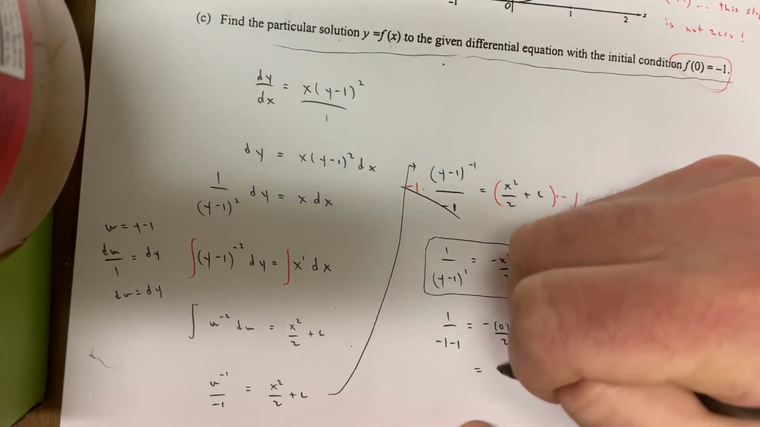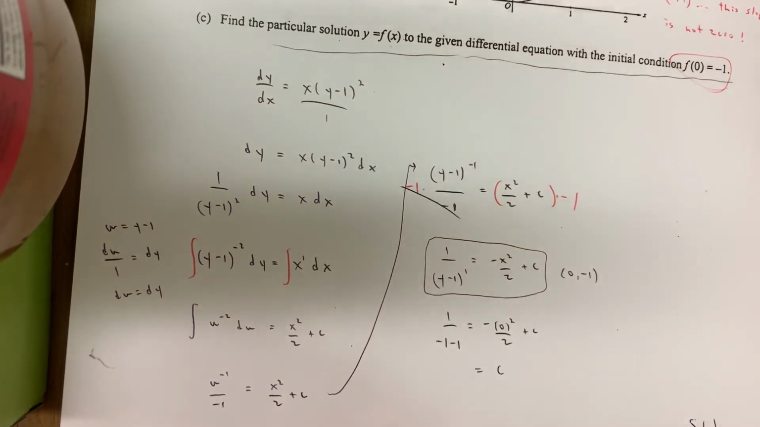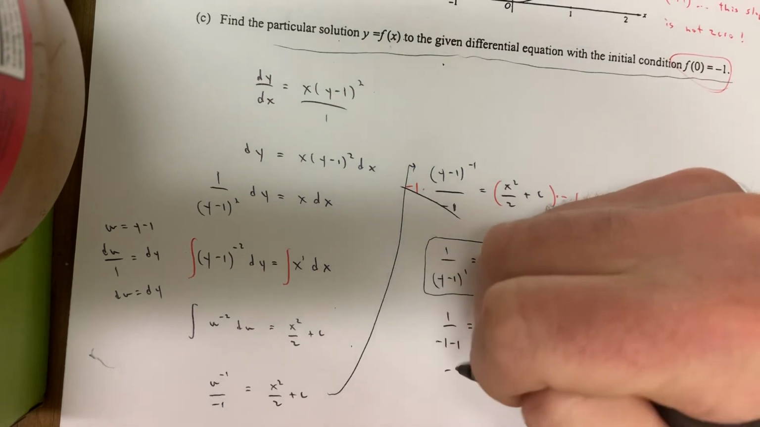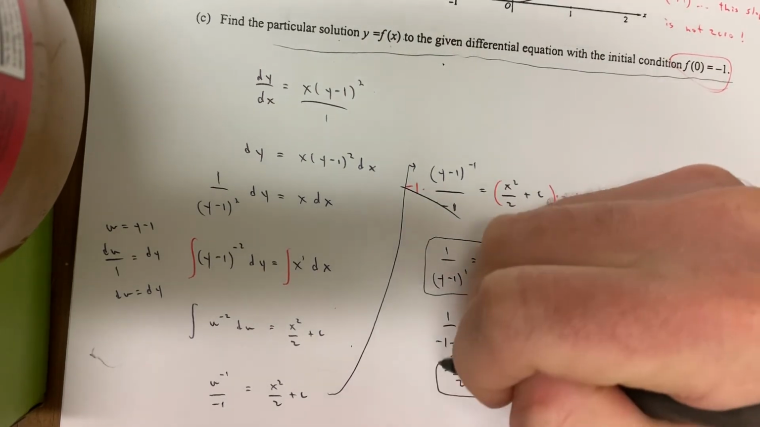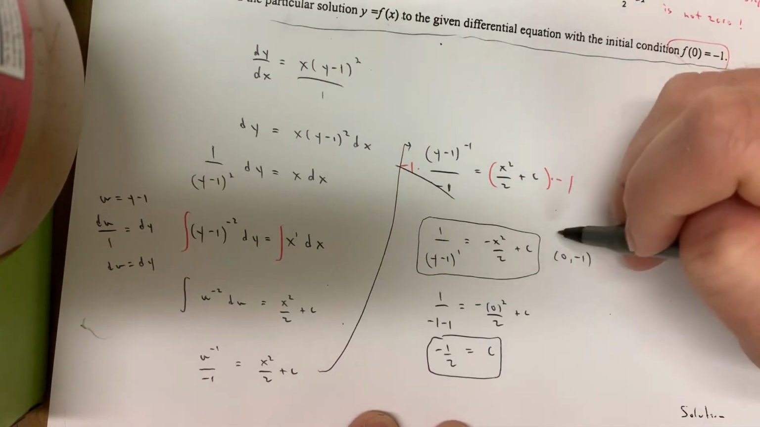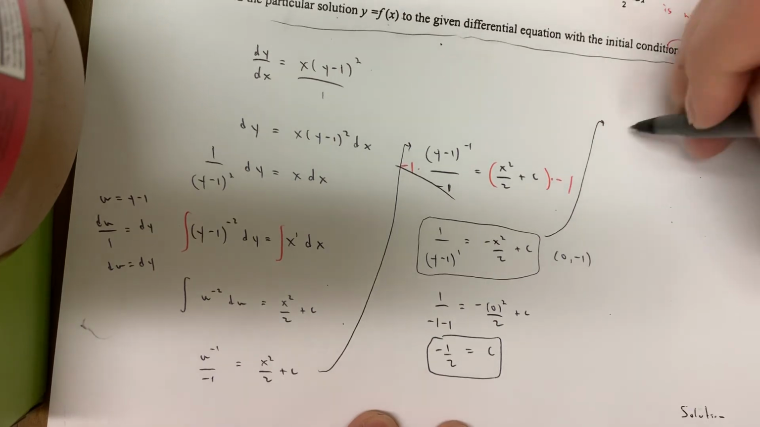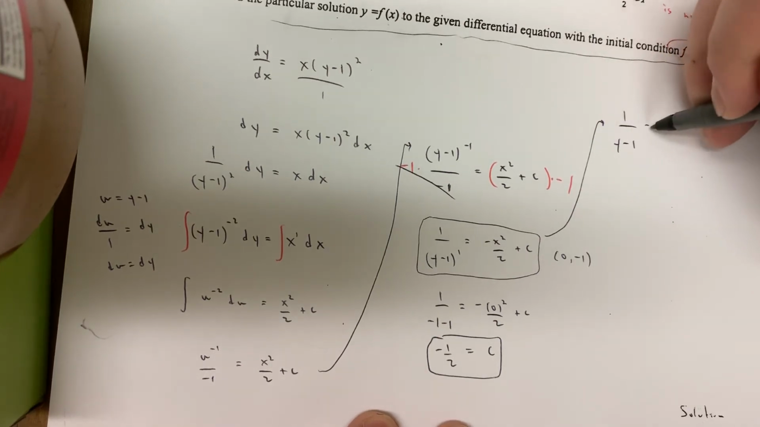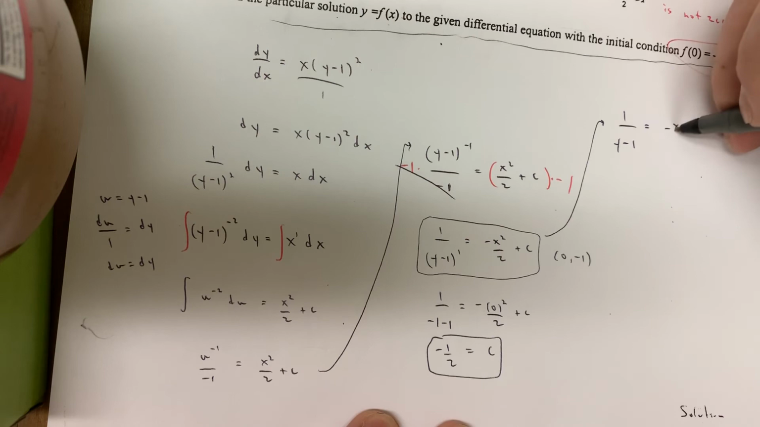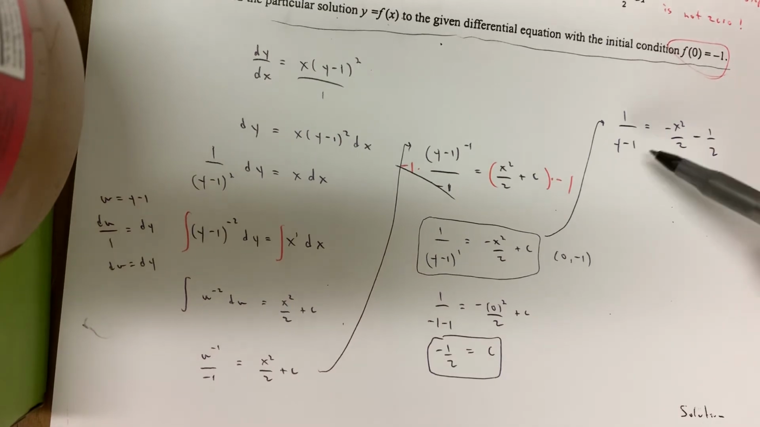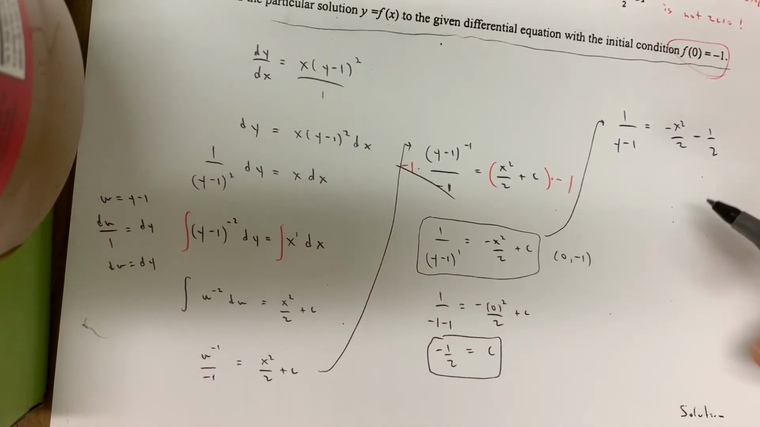Okay, and here we get a c on the right-hand side. 1 divided by negative 1 minus 1 is negative 2. 1 divided by negative 2, that's negative 1/2. That's our c. So let's actually take that, plug it back into our general solution. 1 over y minus 1 equal to negative x squared over 2 plus negative 1/2. Okay, so minus 1/2.